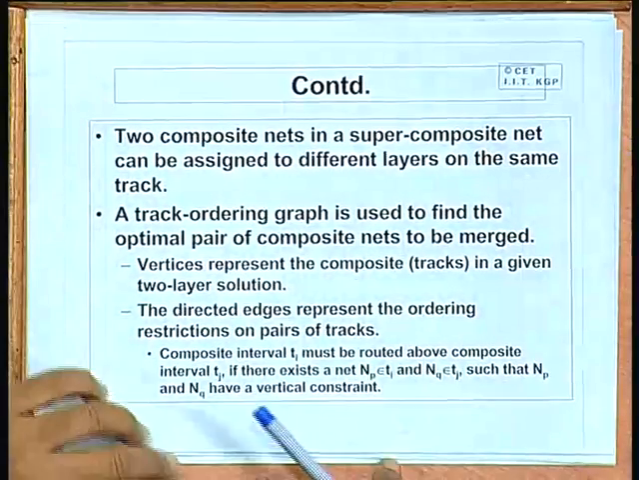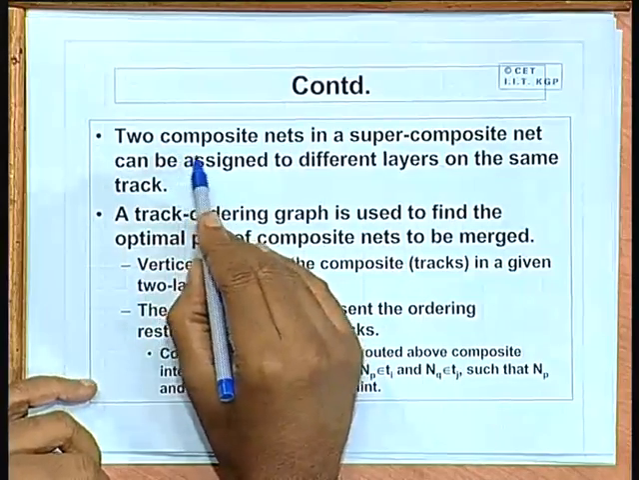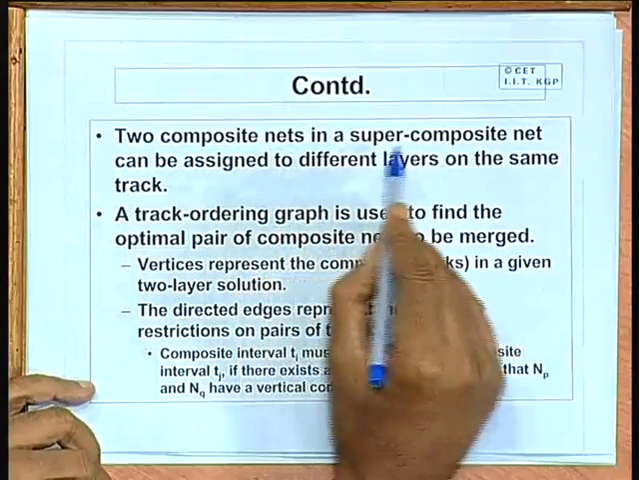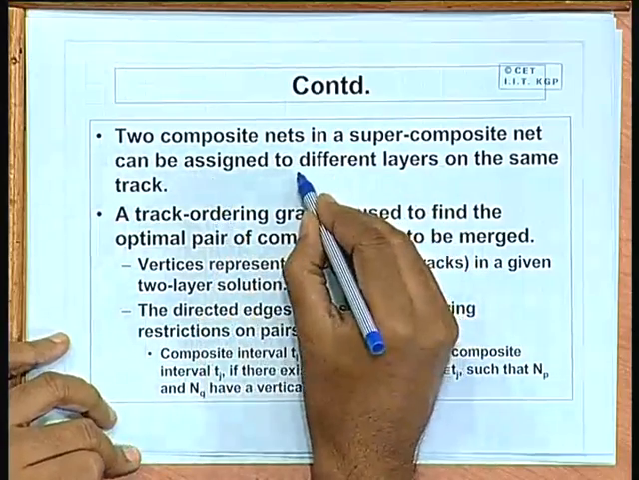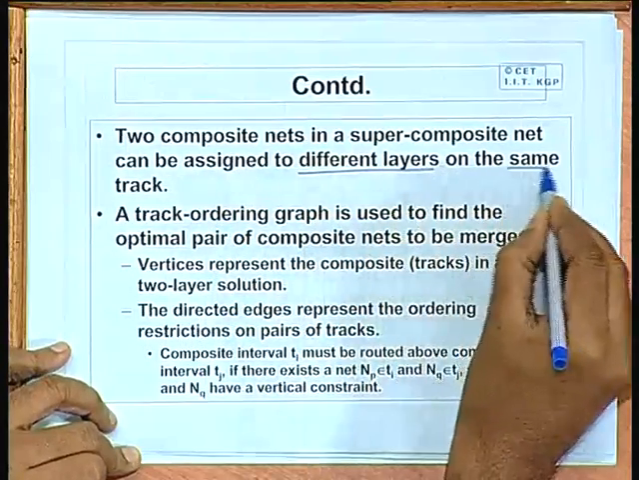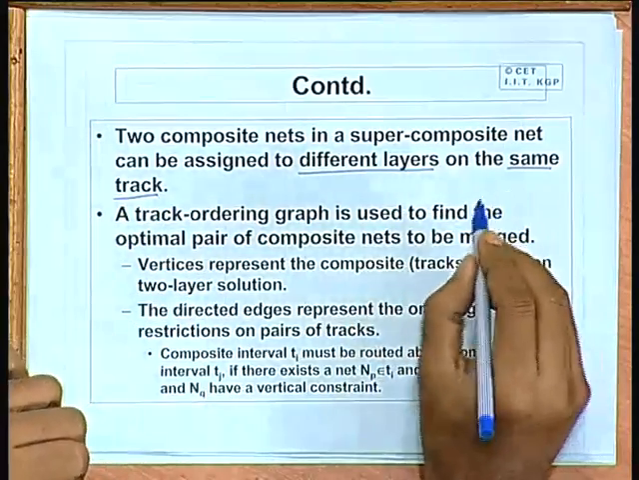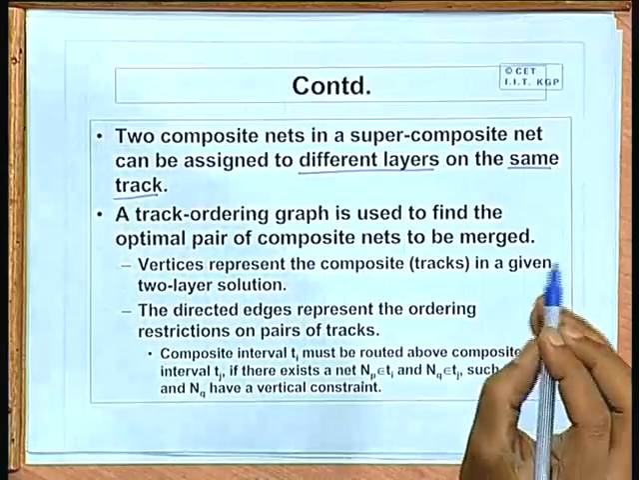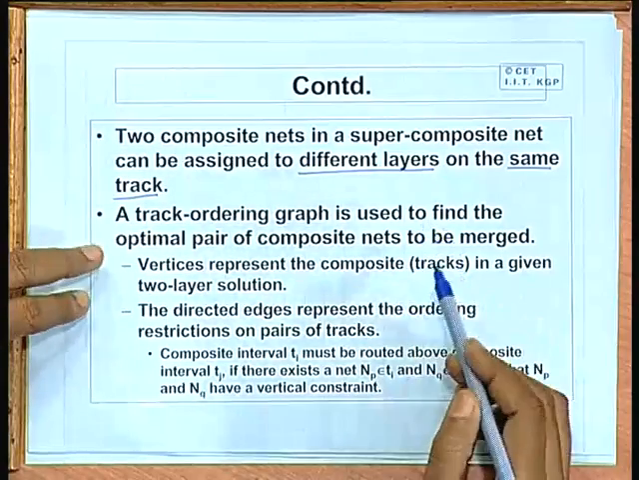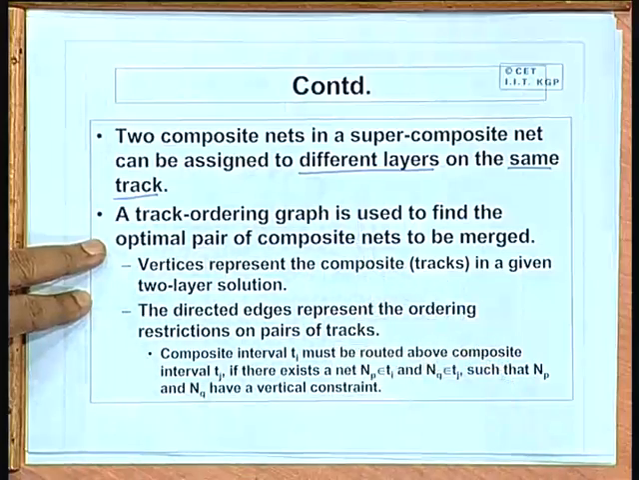So, just continuing with what I had said, two composite nets in a supercomposite net can be assigned to different layers, but on the same track. They will be assigned to the same track, but on the two horizontal layers. Now, we use a data structure to keep track of these kinds of constraints.